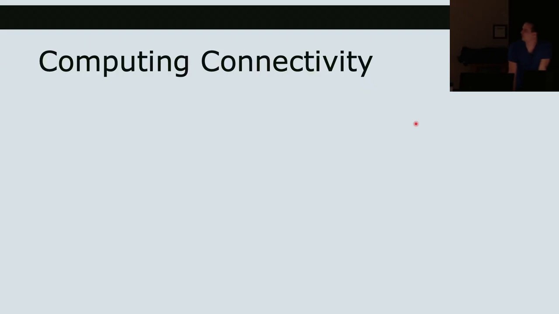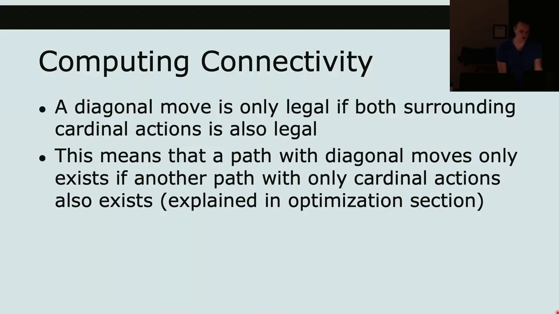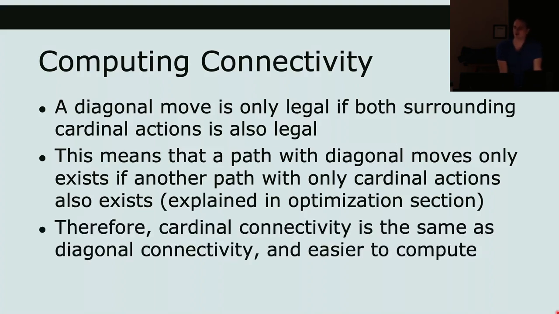Okay, so computing connectivity. How do we do this magical connectivity computation? Tongue twister. So first, we notice that a diagonal move is only legal if both surrounding cardinal actions are also legal. Okay, why does that help us? Because it means that a path with diagonal moves only exists if a different path with only cardinal moves also exists. Okay? So that means that cardinal connectivity is the same as diagonal connectivity. Meaning that we cannot have a path that moves with diagonals unless we also have a path that moves without diagonals.